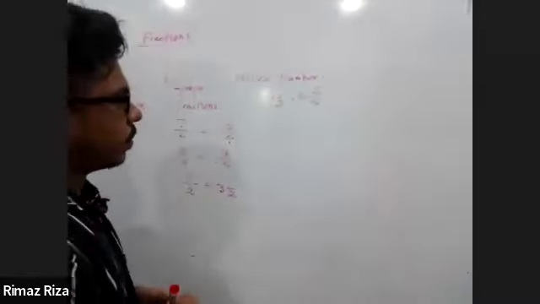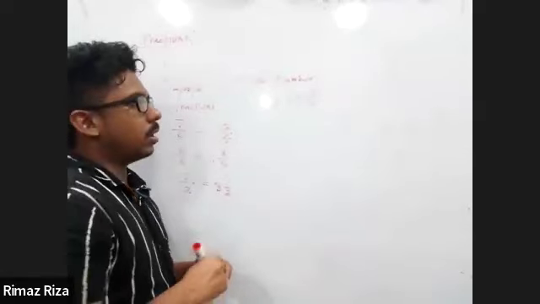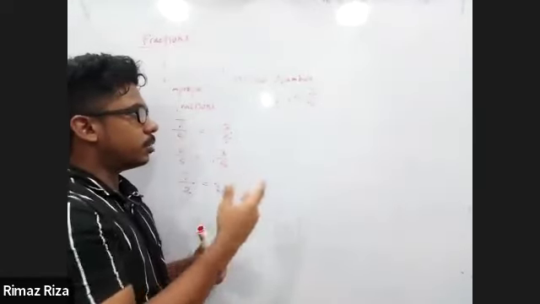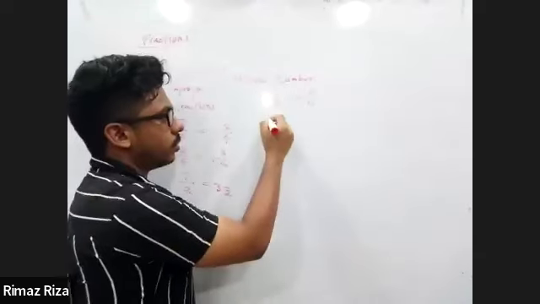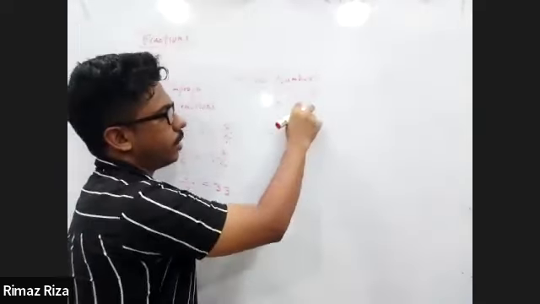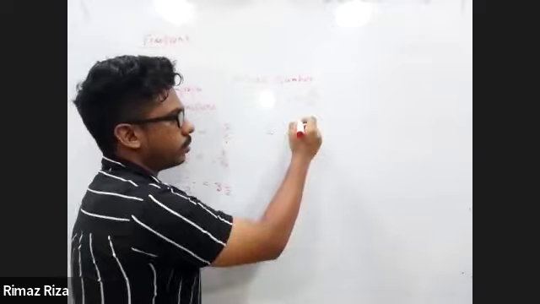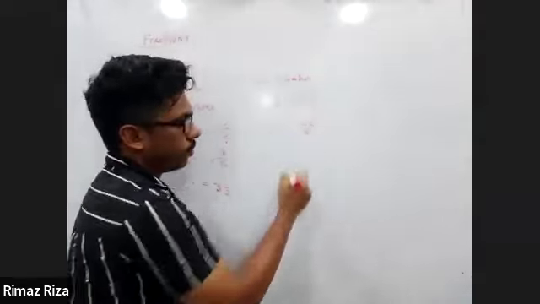Also, we discussed how to convert a mixed number to an improper fraction. So here 2 into 3, 6, 6 plus 1, 7, so 7/2. 5 into 4, 20, 20 plus 2, 22/5.